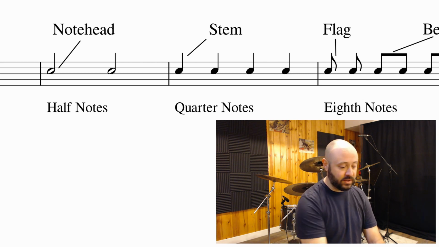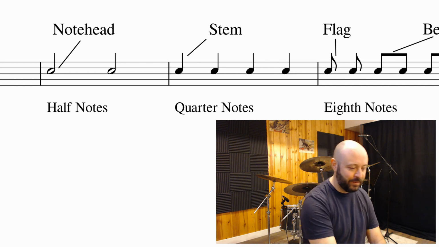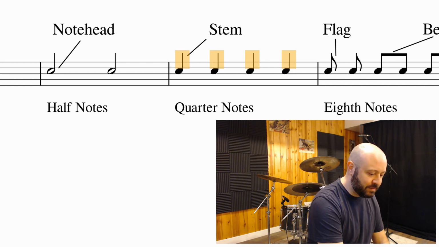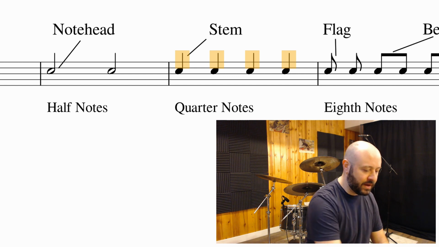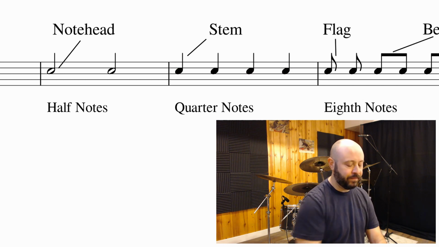Now we're in quarter notes here. We have four quarter note beats. They're spelled out, every single one. These are the stems, built the same way as a half note, except their note heads are filled in dark. Okay, so we have a filled note head, empty note head, and this is the stem.